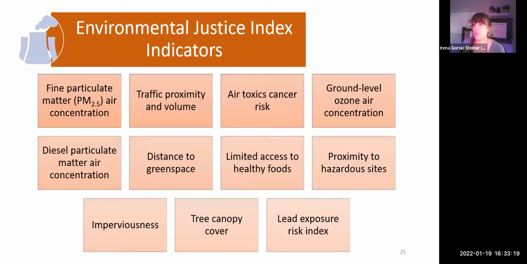And finally, we have an environmental justice index. And this also, we have data by census tract. And this includes different measures of air pollution, so fine particulate matter, traffic proximity and volume, air toxics, cancer risk, ground level ozone, diesel particulate matter. And then there's other dimensions here that we're looking at: distance to green space, limited access to healthy foods, proximity to hazardous sites, imperviousness, so that's the ability of water to drain into the ground, tree canopy cover, and a lead exposure risk index.